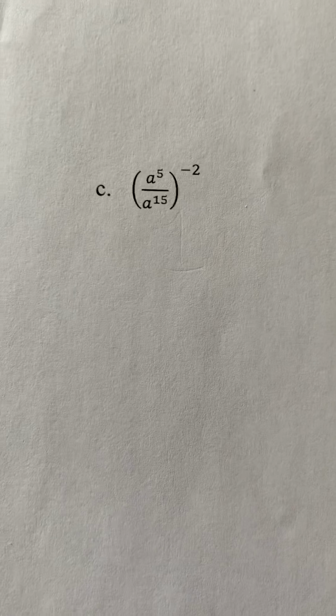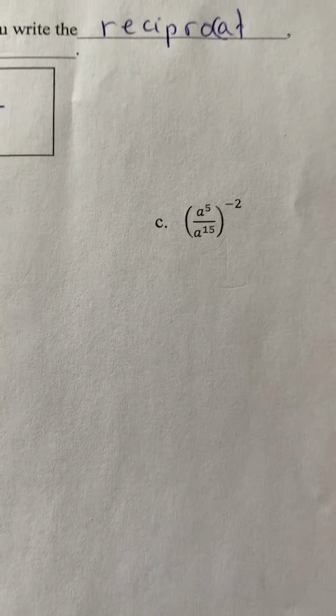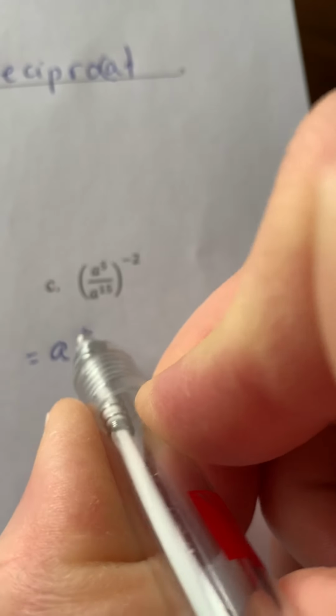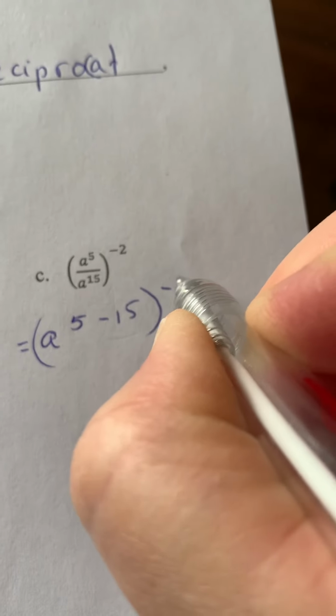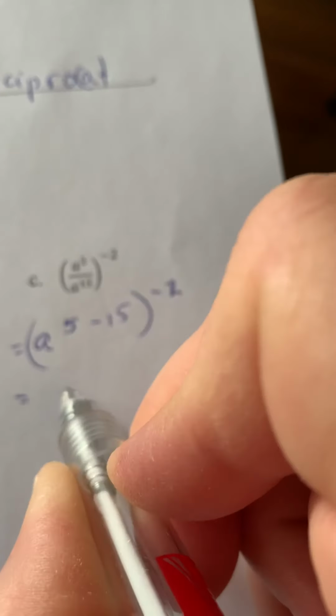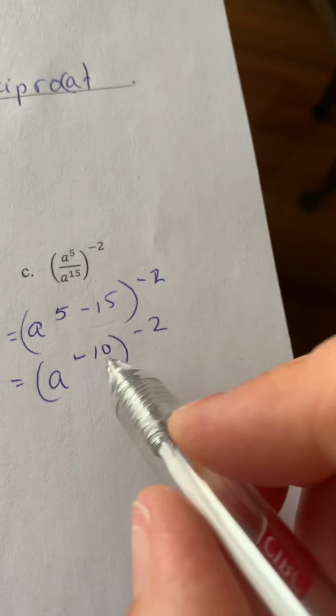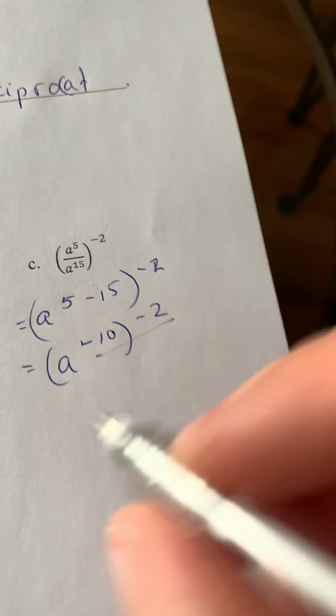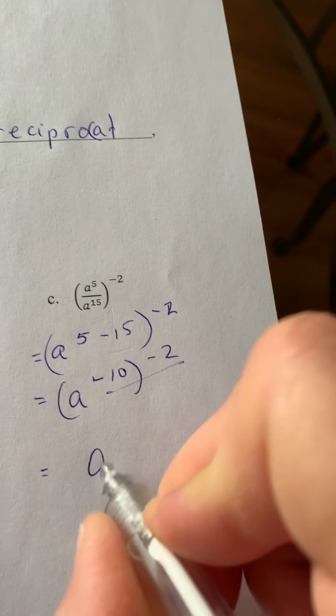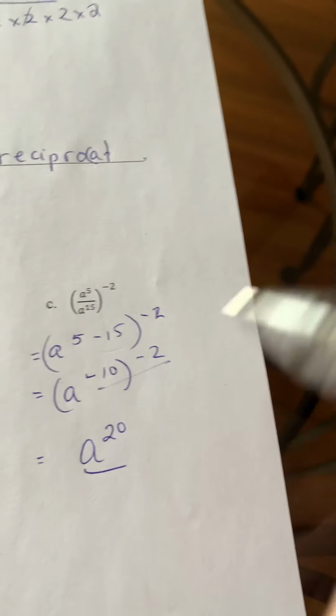So here we go again. We're going to apply our quotient rule first. So 5 minus 15 to the exponent negative 2. So 5 minus 15 is a to the negative 10. So now we're doing multiplication here, and we actually didn't even have to flip it. So a to the 20.